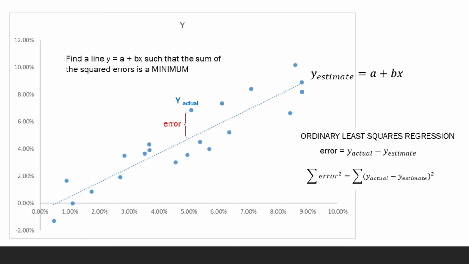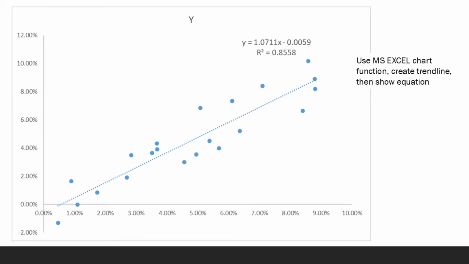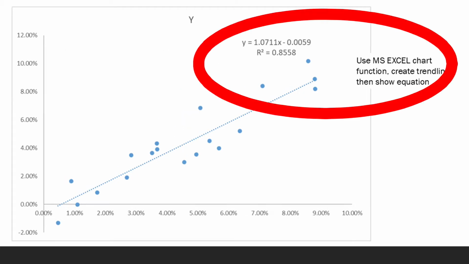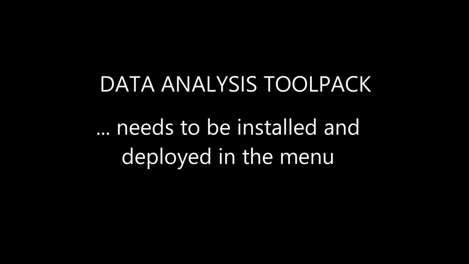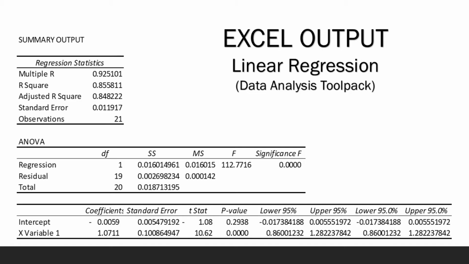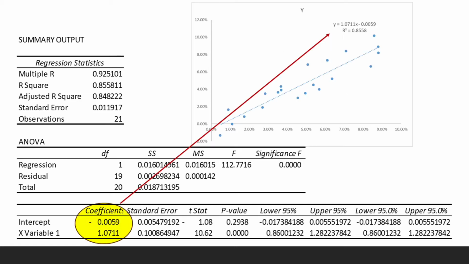We can also ask Excel to output a linear regression via the Data Analysis ToolPak found in the Data menu. Note, it has to be installed and it has to be shown in the menu. The output will show the coefficients that are exactly what is shown on the trend line. That's how you can check if you did the right thing.